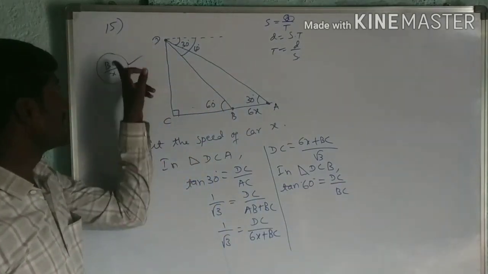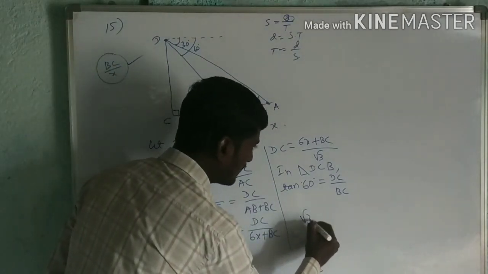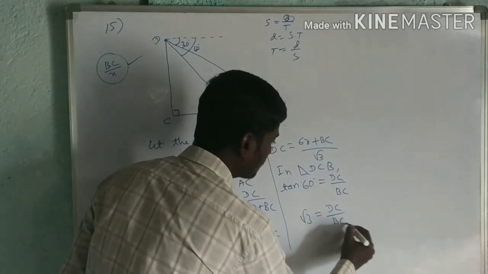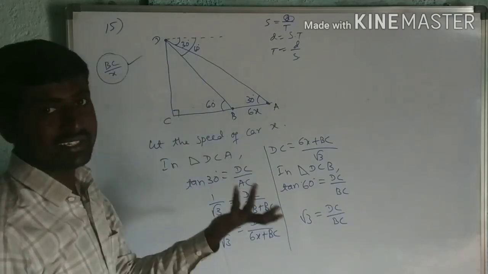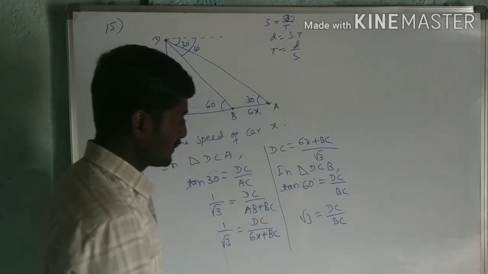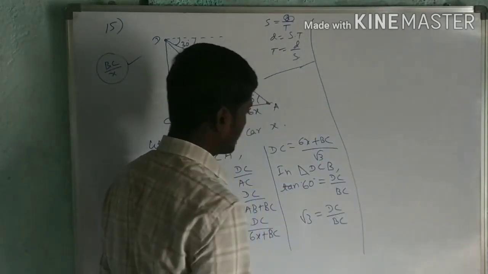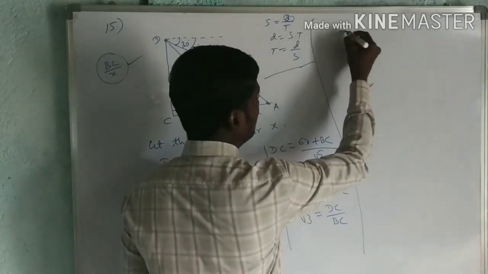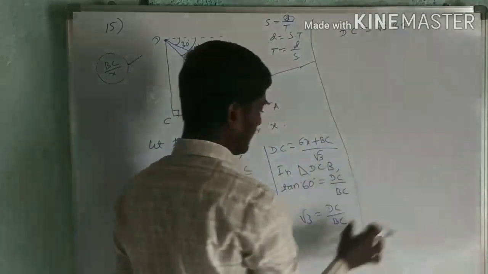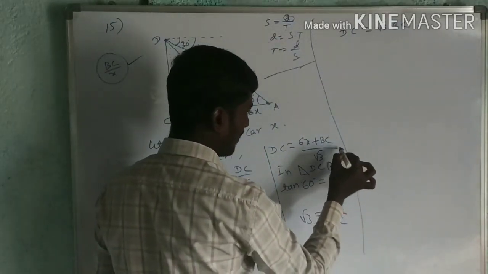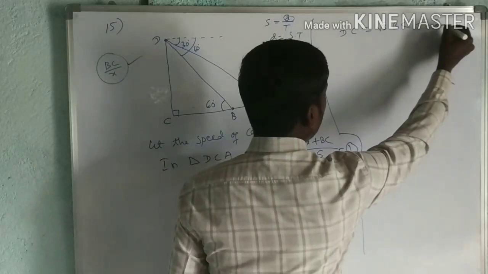What am I going to find? BC by x. So in that term BC must be there. Tan 60 value is root 3, equals DC divided by BC. Here also I am getting DC, but I don't want DC here. I want BC by x. So DC is equal to root 3 BC. From the first equation, I will call this equation number 1, and this equation number 2.